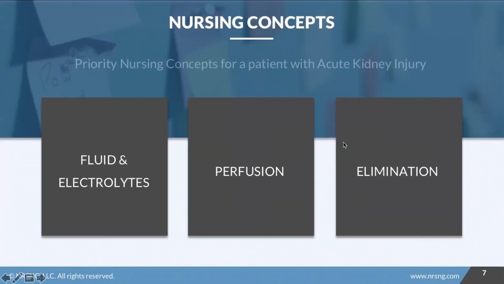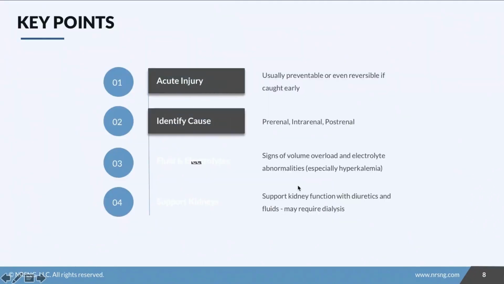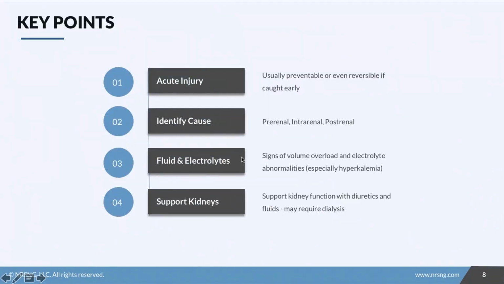we will need to look at dialysis for our patient. So our priority nursing concepts for acute kidney injury are going to be fluid electrolyte, elimination, and perfusion. Now, because we want to make sure that their kidneys are getting blood flow that they need. Now, make sure you check out the care plan and all the other resources attached to this lesson to help you understand what we're doing for these patients.